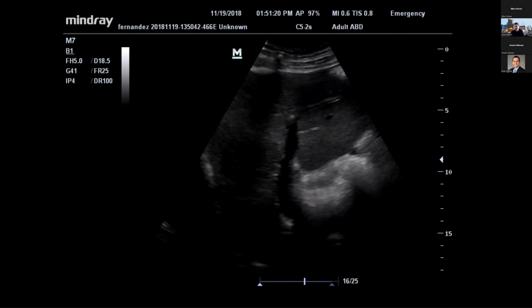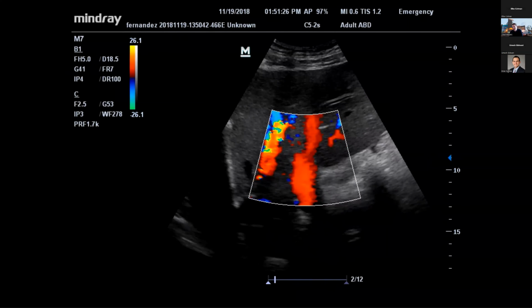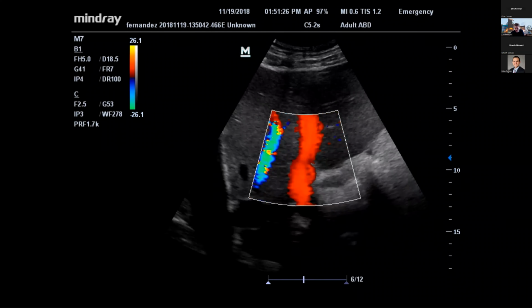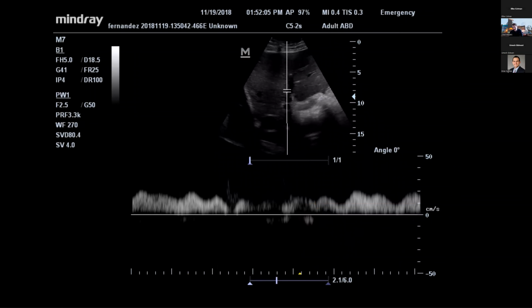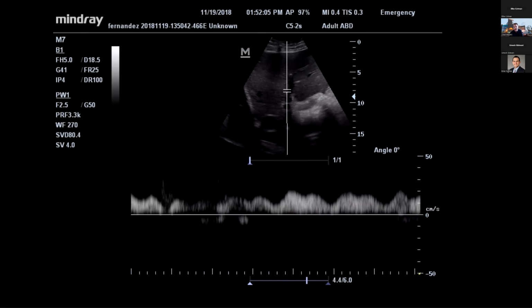And one more example here, color Doppler, we can already see that there's probably going to be pulsatile flow here. And that is indeed the case when we put our pulse wave Doppler in place and measure.